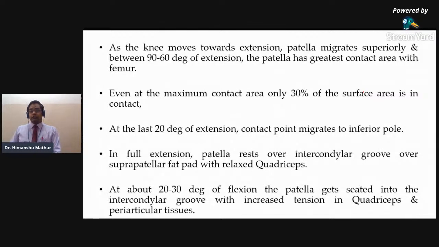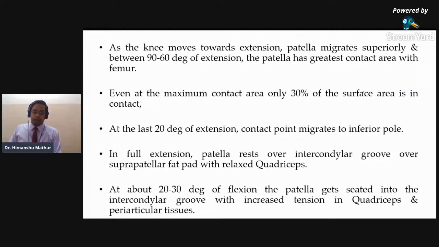Okay, so in full extension, the patella rests over the intercondylar groove, so it is ideally not in contact with any surface area of the femur, over the suprapatellar fat pad with relaxed quadriceps. Now if the patella has migrated superiorly, it has come a lot closer to the mediolateral axis of rotation of the knee joint. It means the moment for the quadriceps has dropped down.